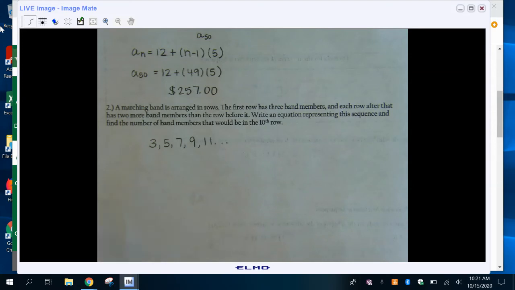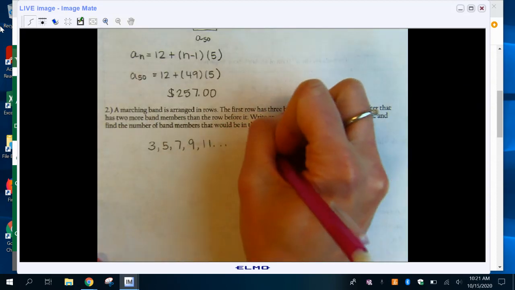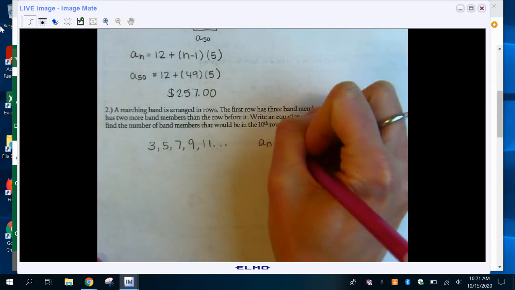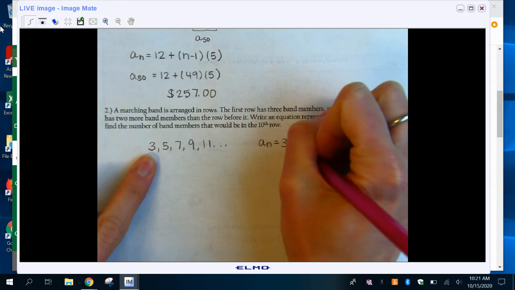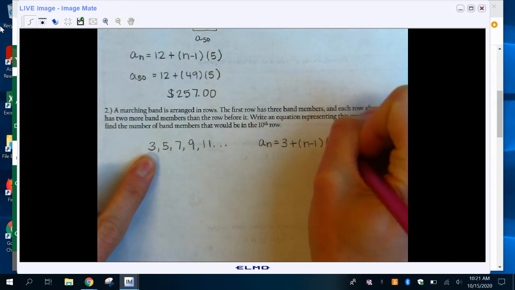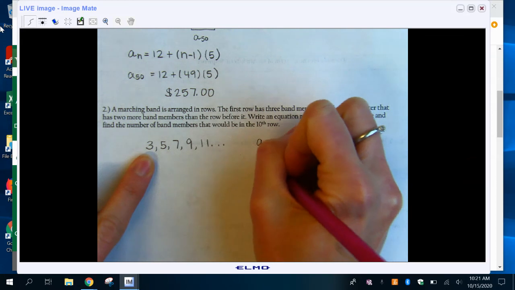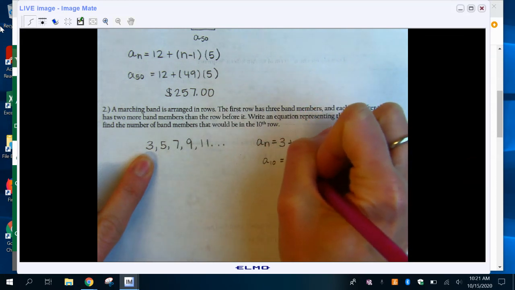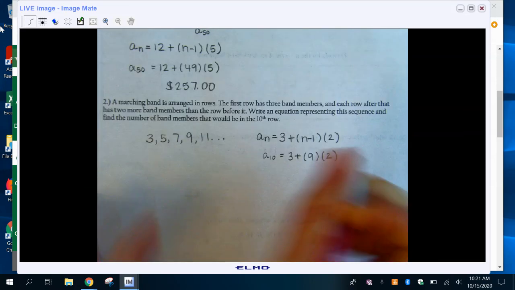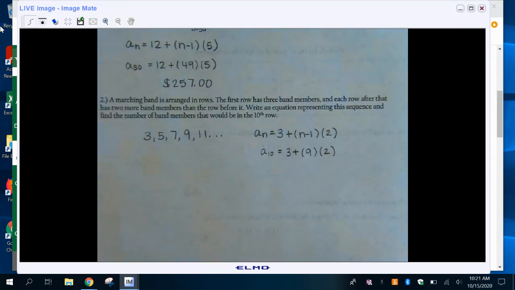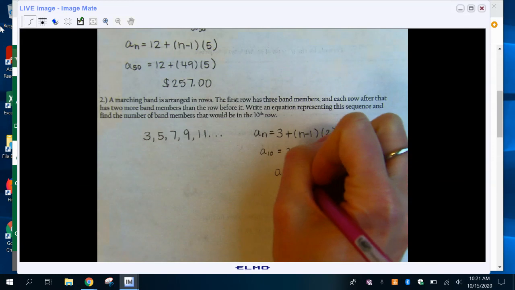If I didn't include this first part, if I just said how many band members would be on the 10th row, you wouldn't necessarily need an equation. If you just keep adding 2, just go up until the 10th term, it wouldn't take you very long. Just to practice writing the equation, so a sub n, in the first row I've got 3, and then my common difference is 2. So if I'm looking for how many band members are in the 10th term, I take 3 plus 18, which would be 21.